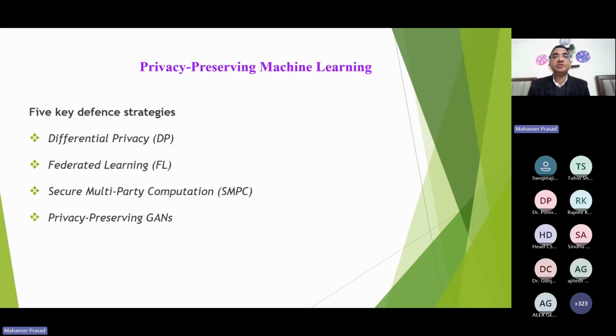Now we come to privacy-preserving machine learning. These are basically four techniques for how we can preserve privacy. Differential privacy, which I explained already. Federated learning, which is also explained. Another is secure multi-party computation, and privacy-preserving GANs.